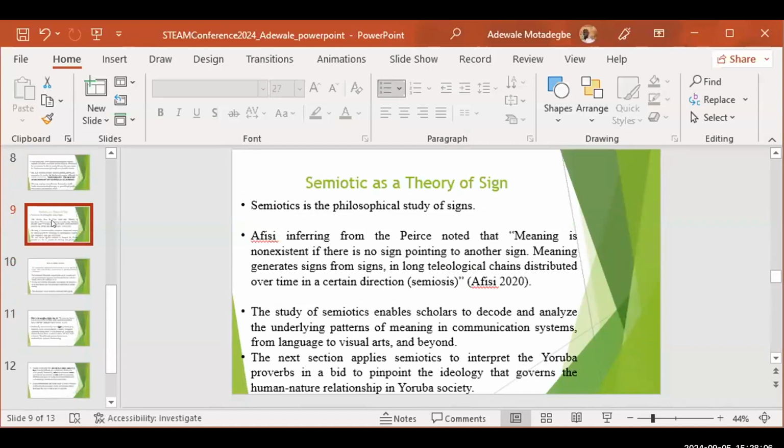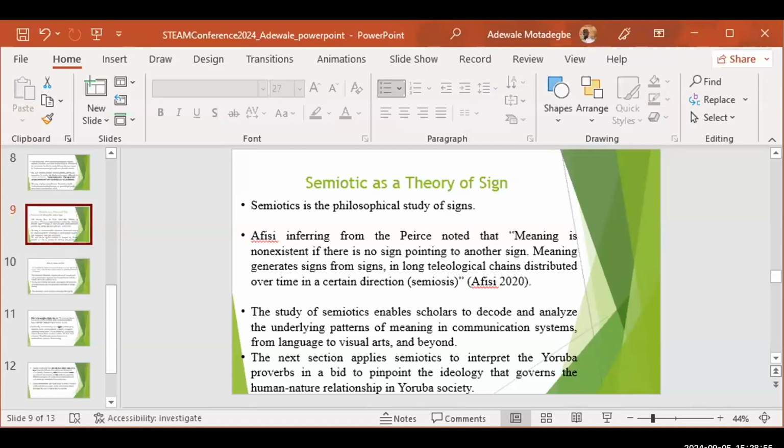I noted here, quoting Charles Sanders Peirce, that meaning is non-existent if there is no sign pointing to another. Meaning generates signs from signs in long chains distributed over time in a certain direction. So the study of semiotics enables scholars to decode and analyze the underlying patterns of meaning in communication systems, from language to visual art and beyond. In essence, what semiotics does is that it helps scholars to analyze meaning, just like people have said that it is part of other things.